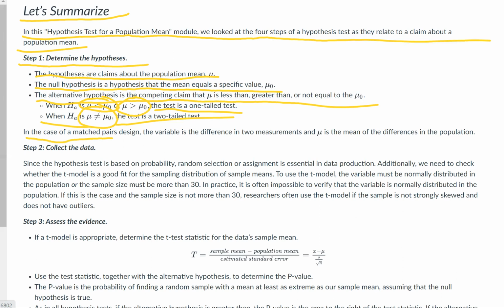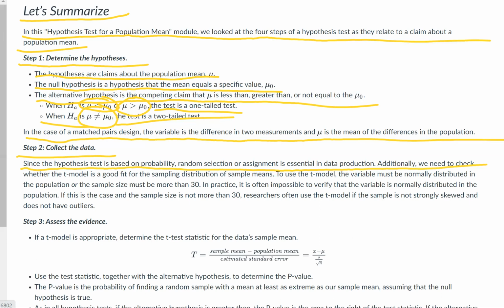In the case of a matched pair design, the variable is the difference in 2 measurements, and mu is the mean of the difference in the population. We saw that in this module. The second step would be to collect data. Since the hypothesis test is based on probability, random selection or assignment is essential in data production.